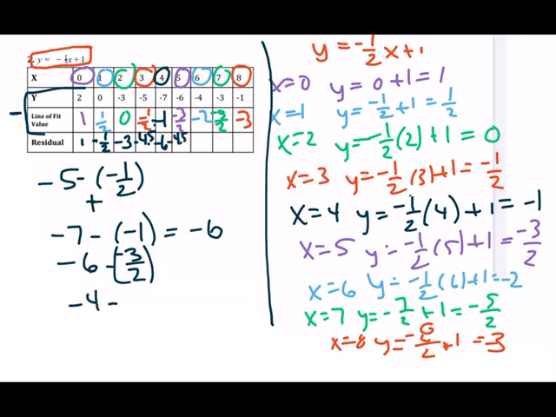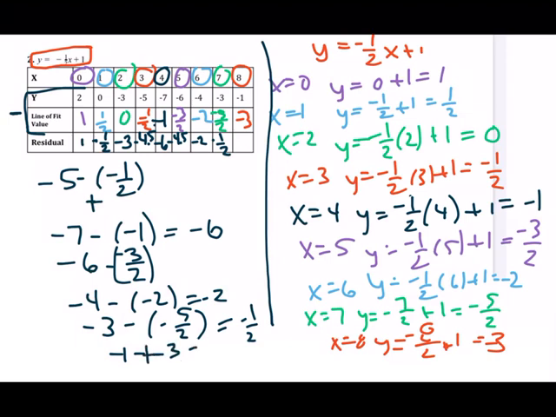Negative 4 minus negative 2 is going to give us negative 2. Negative 3 minus negative 5 over 2 is going to give us negative 1/2. And last but not least, negative 1 minus negative 3 is going to give us 2. So I'm going to erase this work so I can talk about whether or not these residuals make a good line of fit.